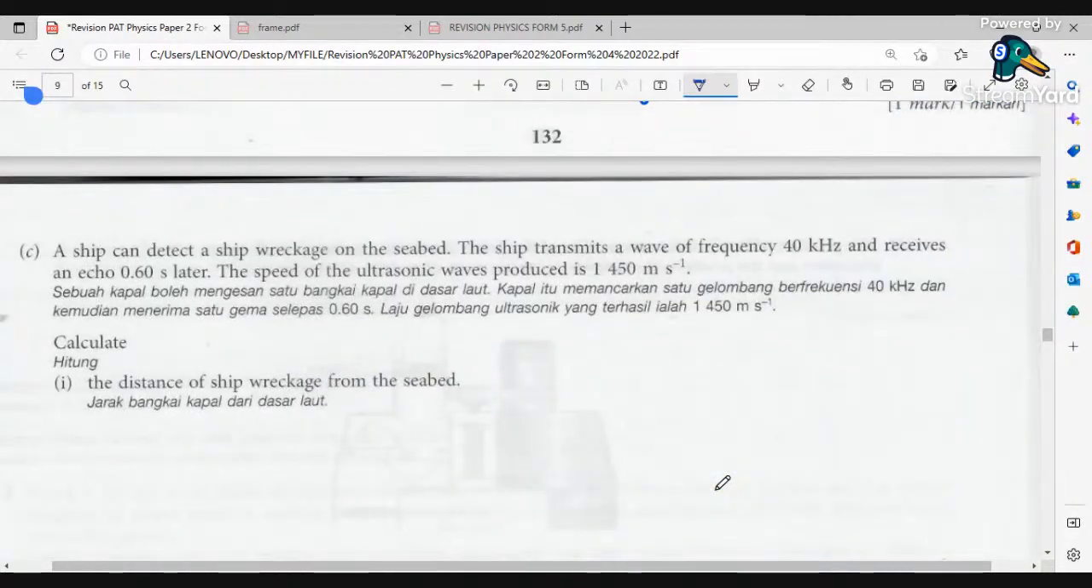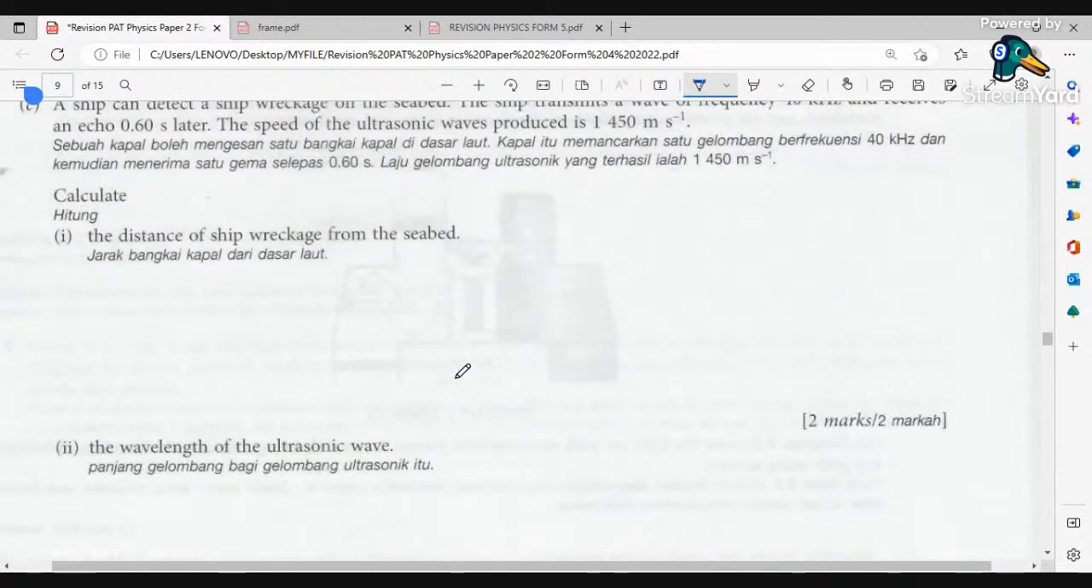A ship can detect a ship wreckage on the seabed. The ship transmits a wave frequency 40 kHz and receives an echo 0.60 second later. Speed of ultrasonic wave produced is 1450. Calculate distance of ship wreckage from the seabed.